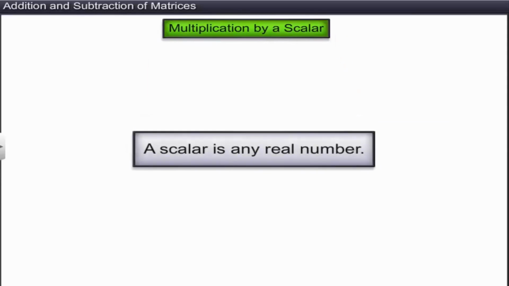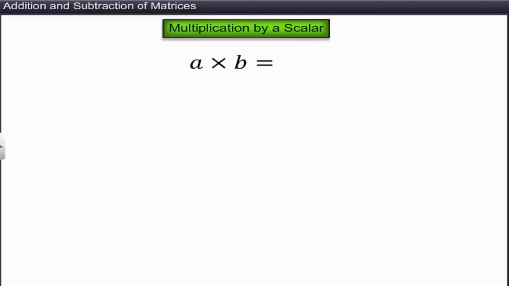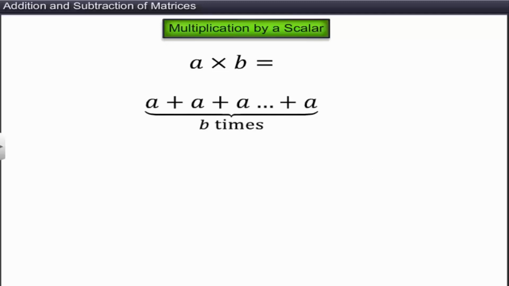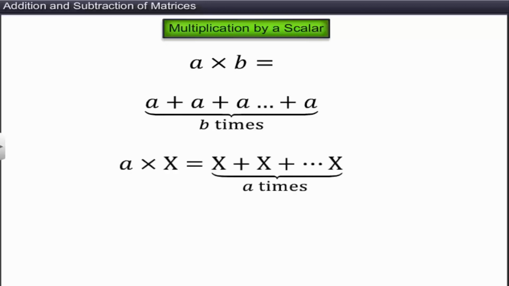A matrix can be multiplied by a scalar. Here, a scalar is any real number. The idea behind scalar multiplication is similar to the multiplication operation over two numbers. For example, if we multiply two numbers, A and B, we are adding A, B number of times. Similarly, when we multiply a matrix X with a scalar A, we are adding matrix X with itself A times.